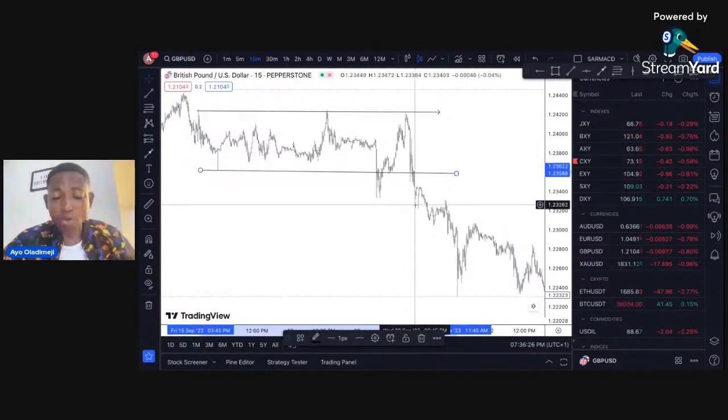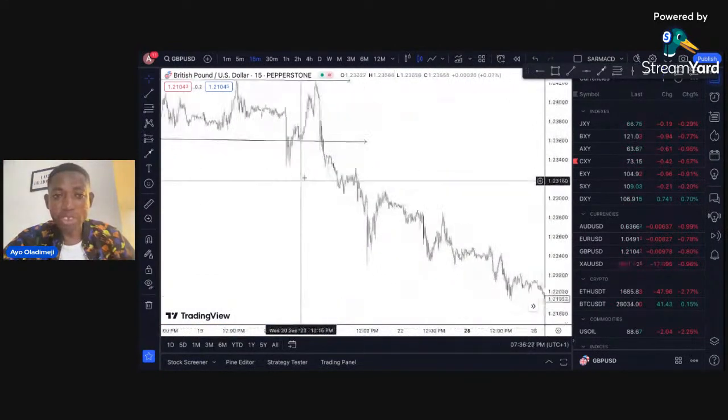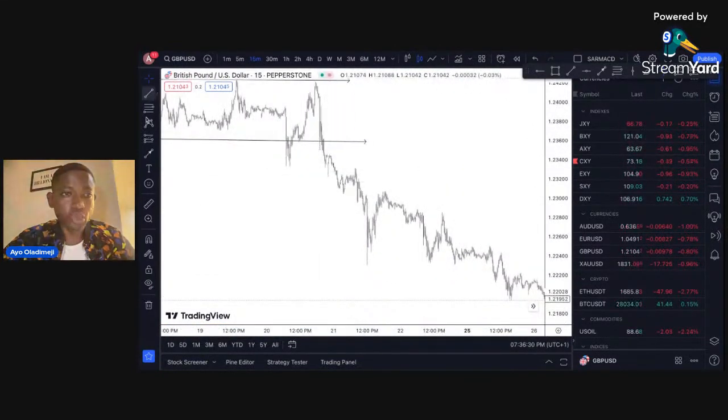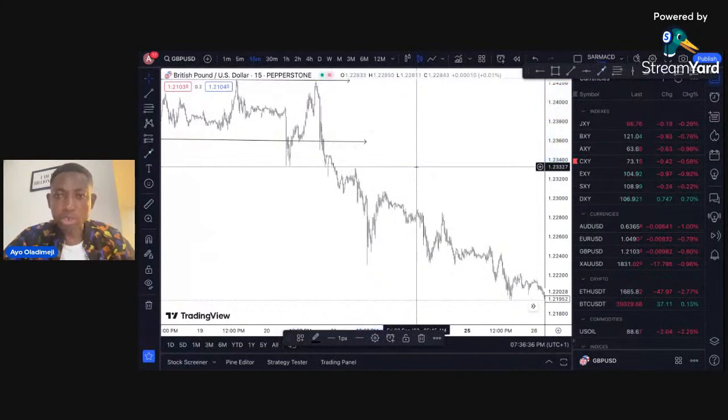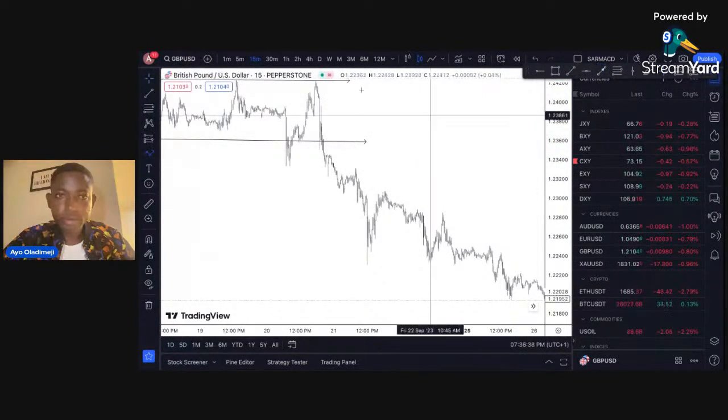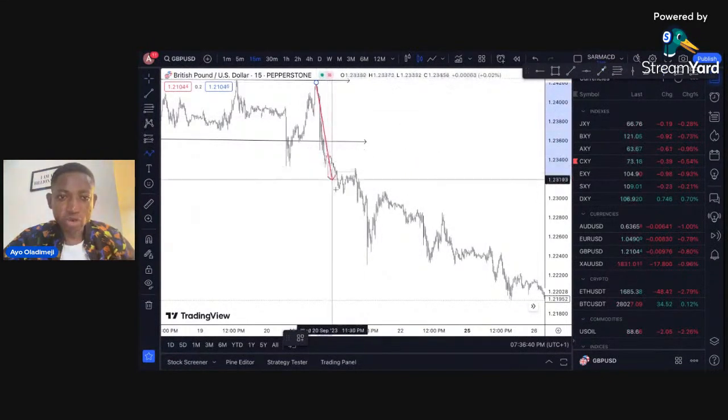So we see this sideways movement for a period of time. Eventually it broke downward, and the moment it broke downward, it showed that price is going to continue to go down. So what do we do in the sideways movement? We wait for this break to occur.